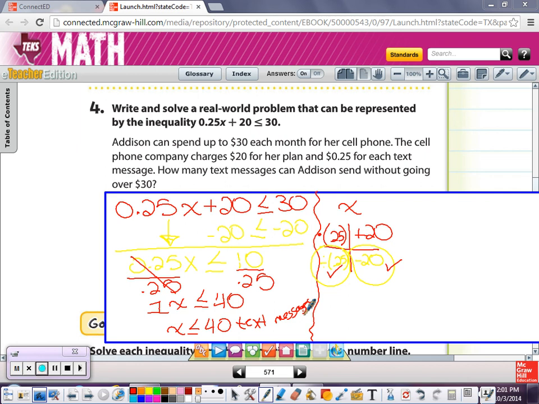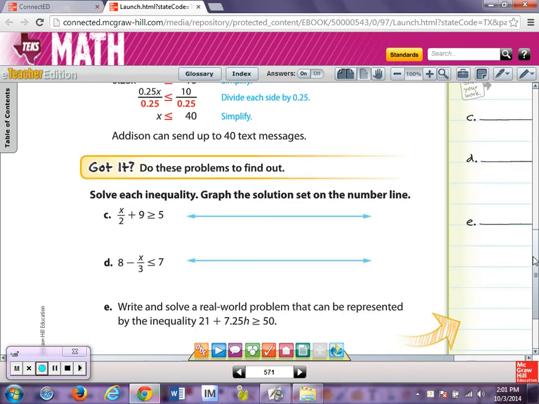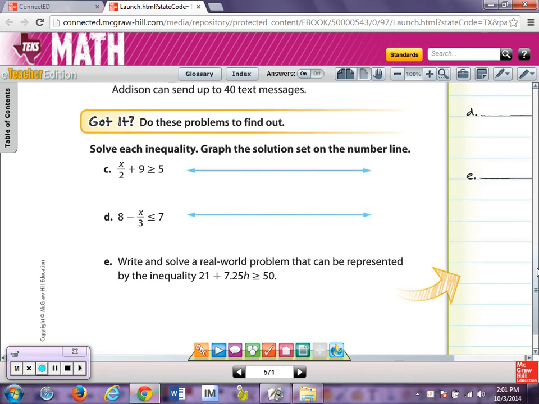Nonetheless, if you have any questions about how this problem is solved or how we solved it ourselves, please write a note on the side for yourself so you can ask in class or whenever you come for tutoring. If you think you have a pretty good grasp, then go ahead and complete the Got It, C, D, and E here on the bottom. If I were you for part E, maybe come up with a problem that's almost exactly the same as example 4 for this part here. These are all modeled in the examples above, so you shouldn't have too much problem.